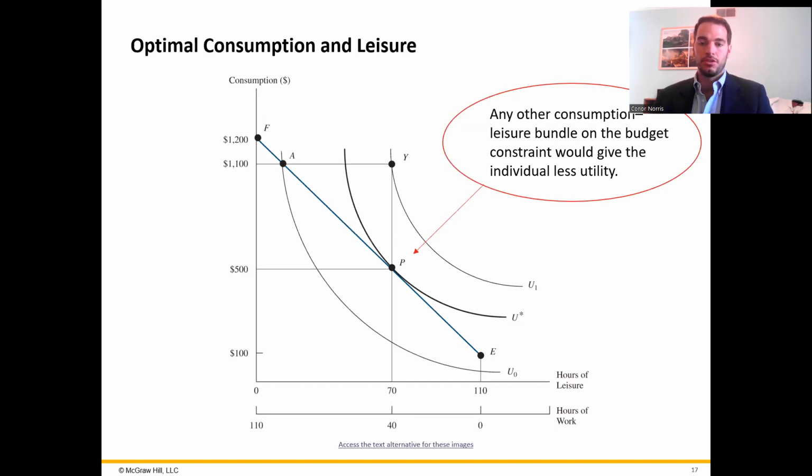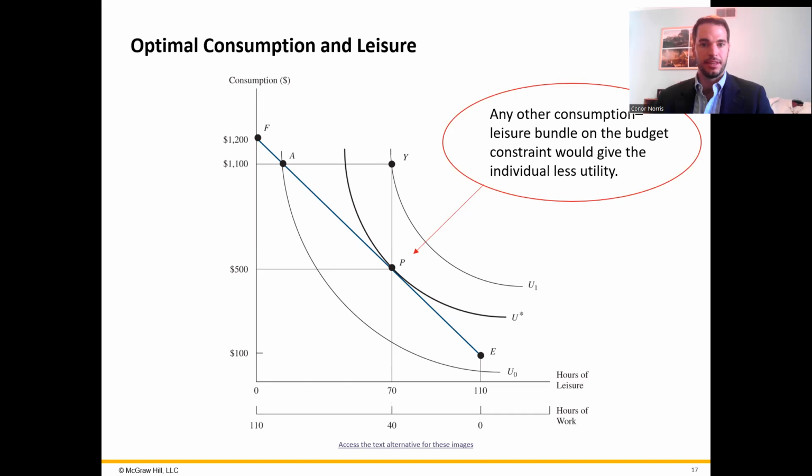The indifference curve to the right, so U1, is the best level of utility on this map of any of the curves that we've drawn. So this U1 would be even better than U star, where we're at. But the entire indifference curve lies beyond the budget line. So in this current situation, reaching U1 is impossible. Point P is the farthest right that the individual can go based on this budget line. So that's the mix of leisure and consumption that they're going to choose.